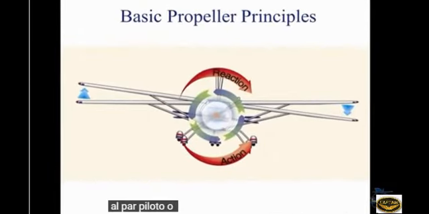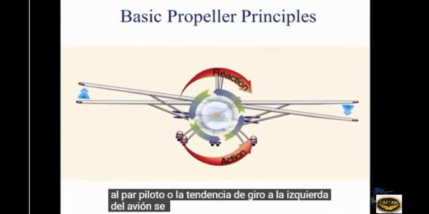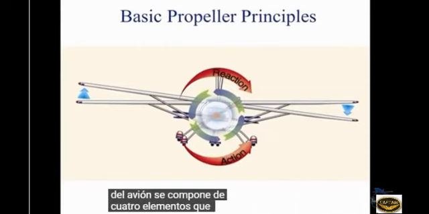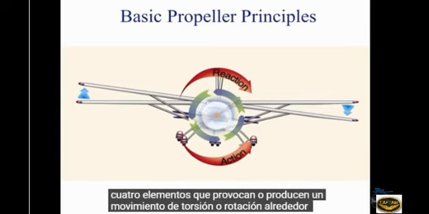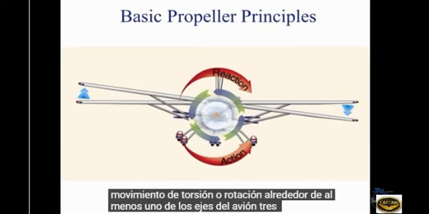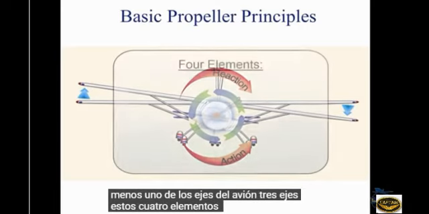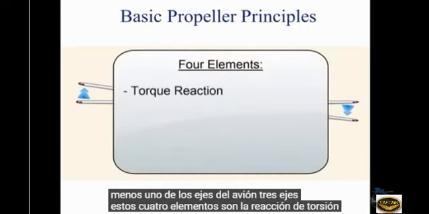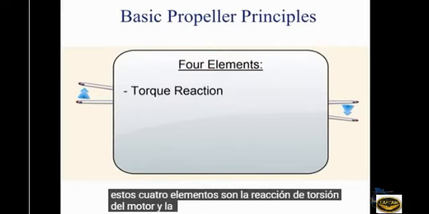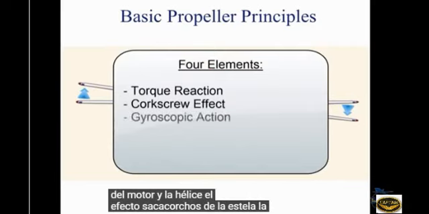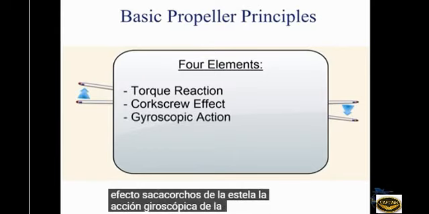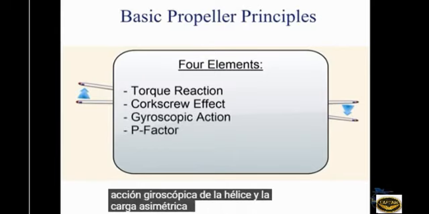To the pilot, torque, or the left turning tendency of the airplane, is made up of 4 elements which cause or produce a twisting or rotating motion around at least one of the airplane's 3 axes. These 4 elements are torque reaction from engine and propeller, corkscrewing effect of the slipstream, gyroscopic action of the propeller, and asymmetrical loading of the propeller, or P factor.